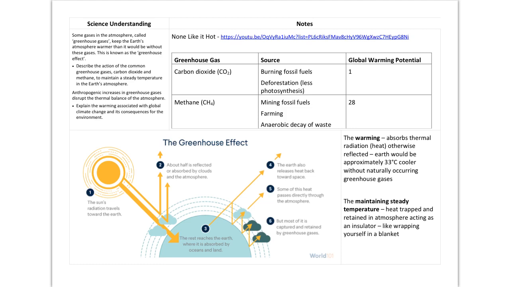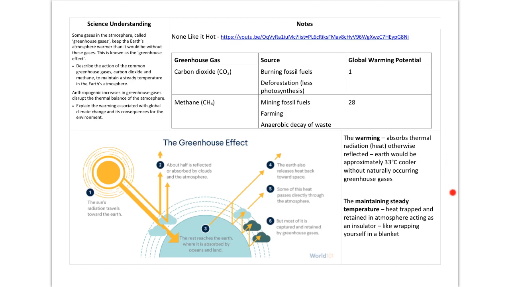So what happens here is the heat is trapped and retained in the atmosphere by these greenhouse gases. So it acts like an insulator. It's a little bit like wrapping yourself in a blanket. Those carbon dioxide and other greenhouse gases are like a blanket around the planet, and they basically help maintain a steady temperature by keeping the heat trapped in the atmosphere.